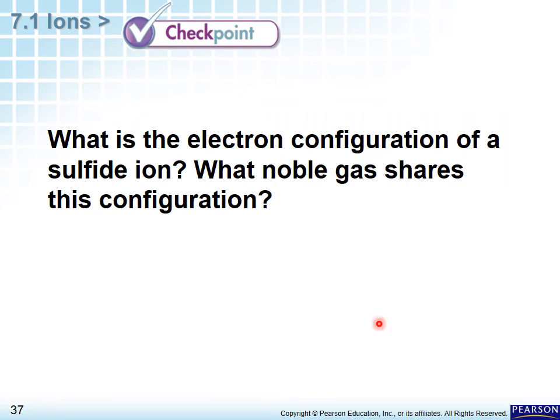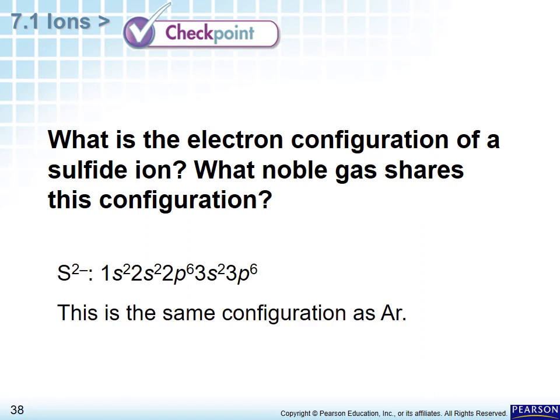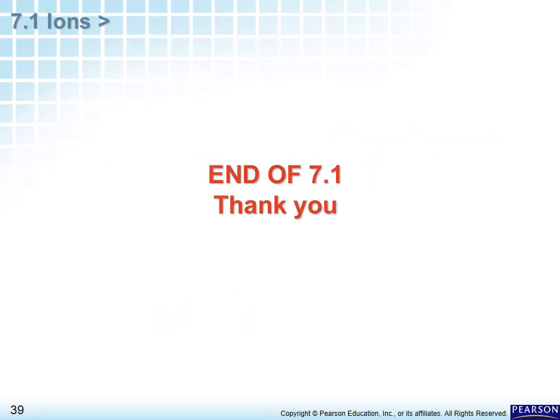What is the electronic configuration of the sulfide ion? What noble gas shares this configuration? This is a checkpoint. Answer please. Here we go, this is the answer. 1s2, 2s2, 2p6, 3s2, 3p6. This is the same configuration as argon.